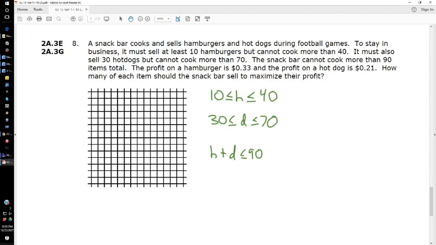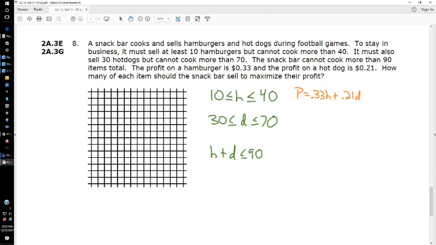The last one: the profit on a hamburger is 33 cents. The profit on a hot dog is 21 cents. Oh, okay. So our profit function is 0.33 times every burger plus 0.21 on every hot dog. How many of each item should the snack bar sell to maximize their profits?